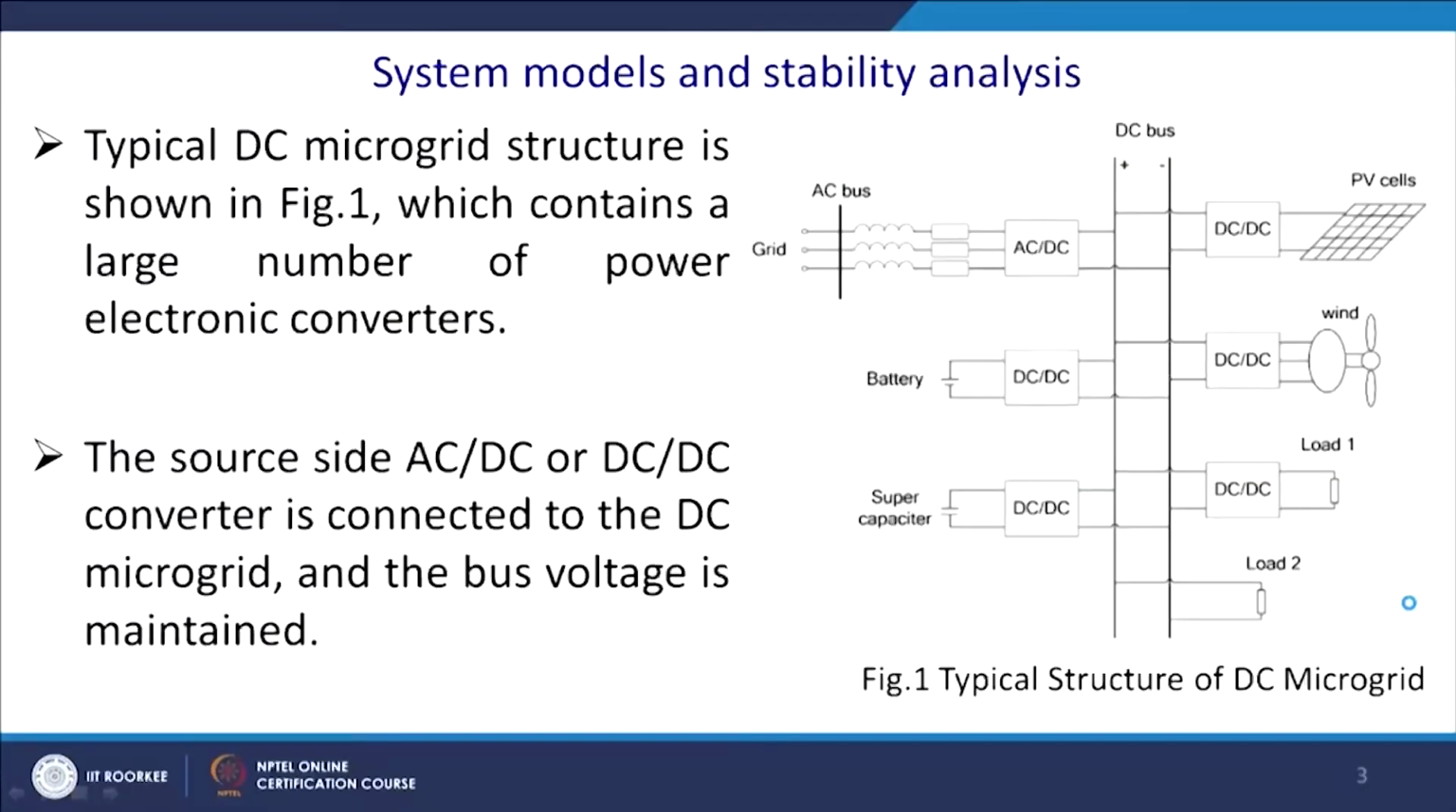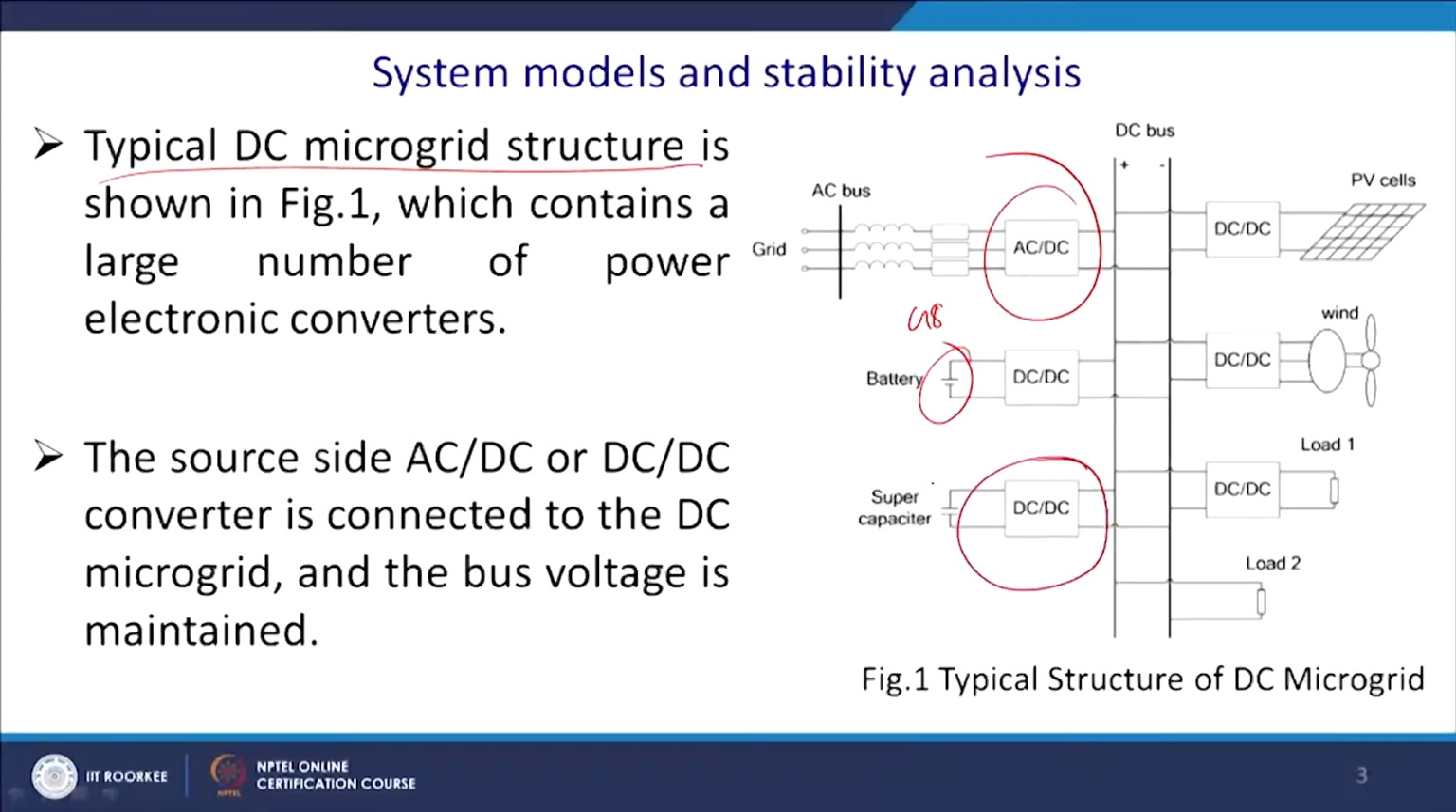So, let us take a typical microgrid, which is shown in this figure. A typical DC microgrid structure is shown in figure 1, which contains a large number of power electronics converters. You have a grid with an active rectifier, mostly at the higher voltage side. You have a bidirectional DC to DC converter. It depends; the battery is mostly around 48 volt, and your bus voltage may be close to that or a little different, or maybe some other voltage.